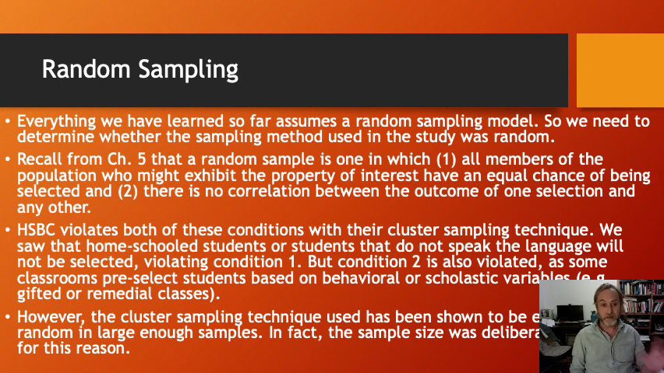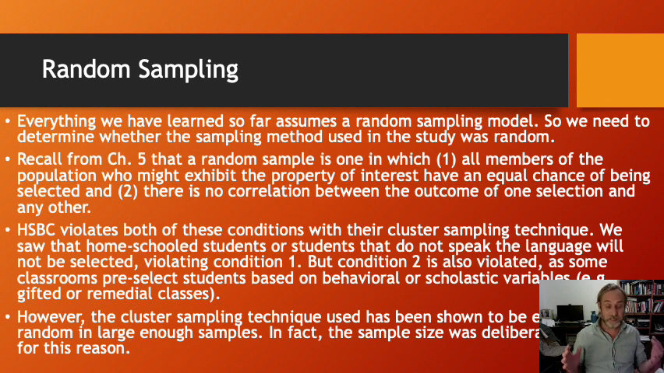Well, remember back in chapter 5, that means that, number 1, all members of the population who might exhibit the property of interest have an equal chance of being selected. So there's no bias towards selecting any particular individuals. And number 2, there's no correlation between the outcome of one selection and any other. So selecting one red marble doesn't increase or decrease my chances of selecting another red marble.